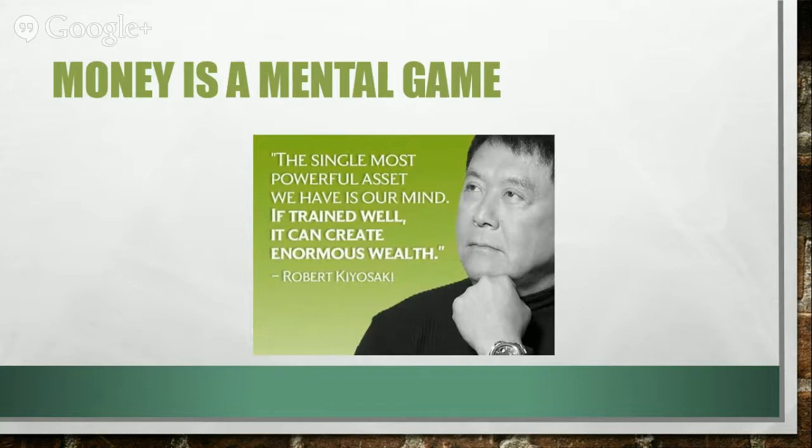And I like starting with quotes. He says, the single most powerful asset we have is our mind. If trained well, it can create enormous wealth. Robert Kiyosaki, in case you haven't read the book, was raised by what he calls his poor dad, his actual blood dad. However, his best friend had another father, and he called him the rich dad.